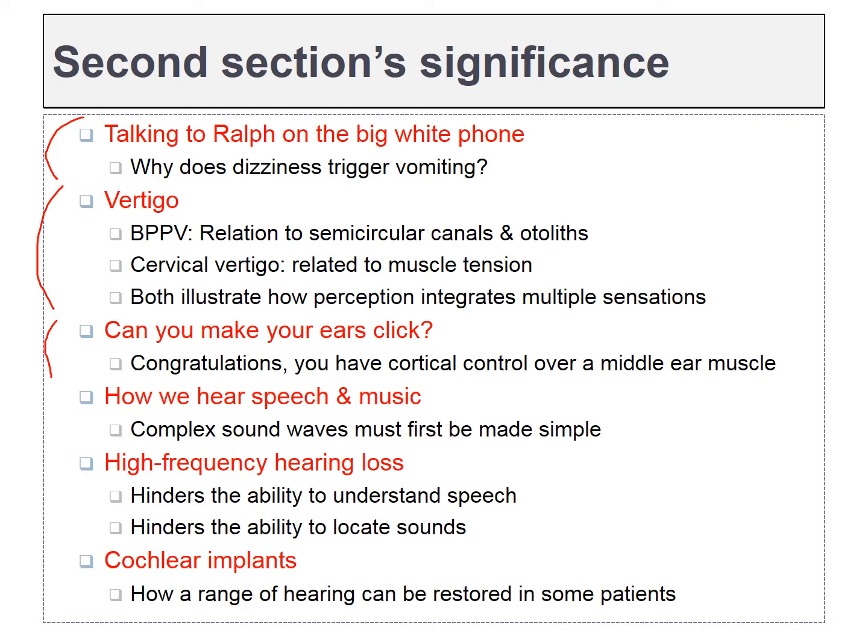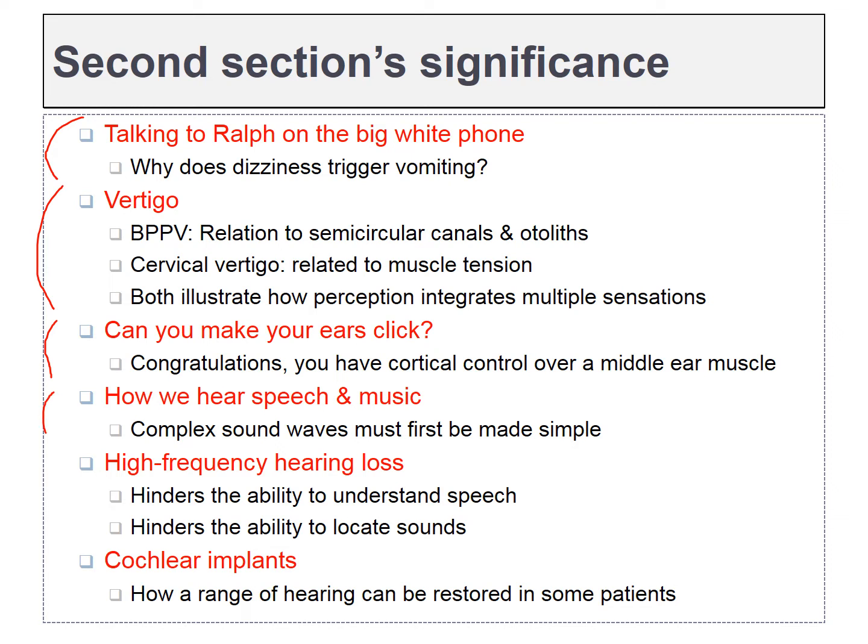We can also ask the question, are you able to make your ears click, producing a sound that only you can hear just by wiggling them a little bit? If you can, that means you have cortical control of a couple of tiny skeletal muscles in your middle ear. And if you have no idea what I'm talking about, then you can't control those muscles, and the rest of us are just better than you.